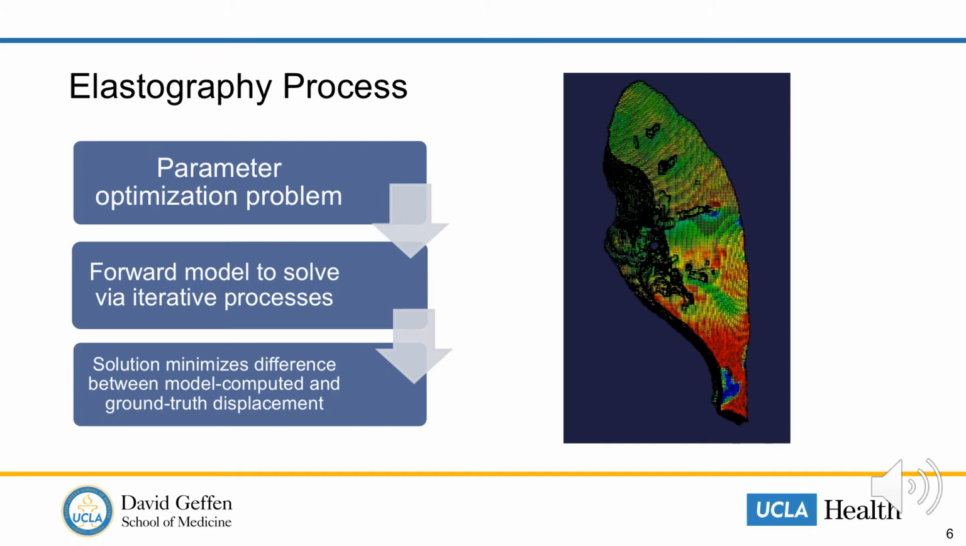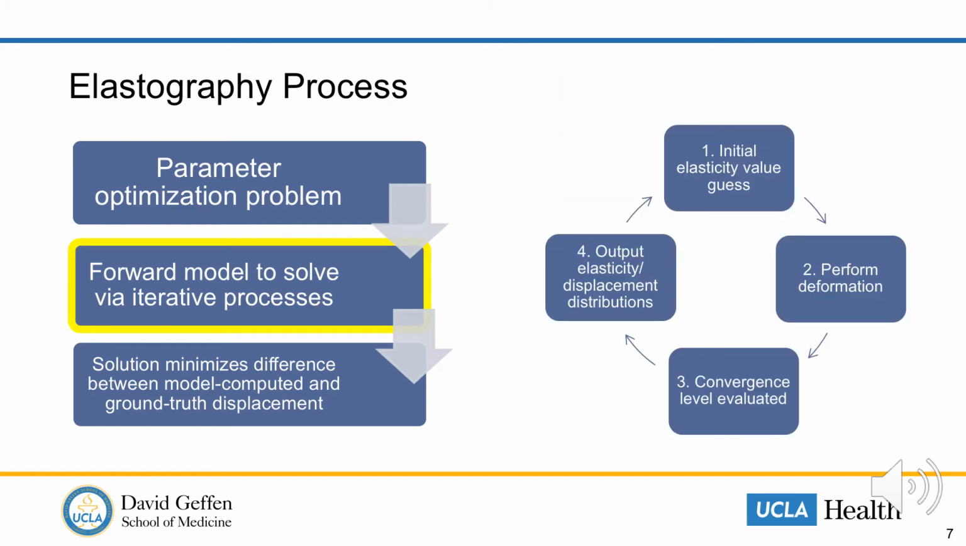Our elasticity estimation method is posed as a parameter optimization inverse elasticity problem where we use a forward finite element model to solve. This involves an iterative process in which the elasticity of each voxel of parenchymal lung tissue is repeatedly adjusted. A deformation according to the registration DVF is attempted, and the displacement convergence level is evaluated. Once a convergence threshold is met, elasticity and displacement distributions are output and analyzed.